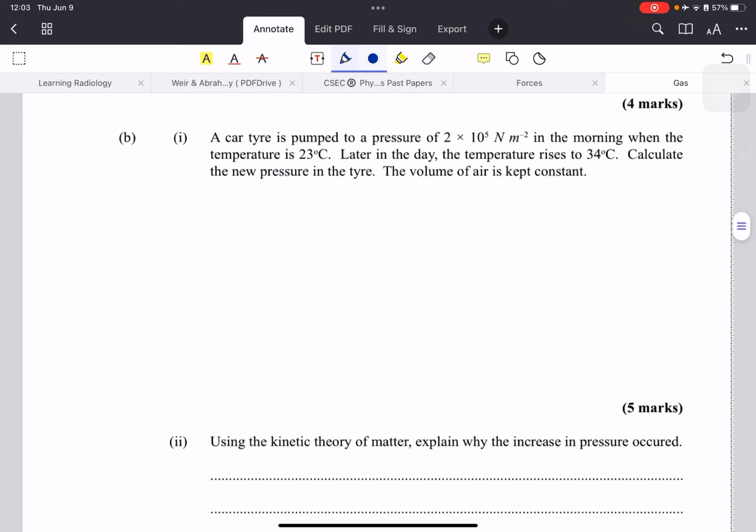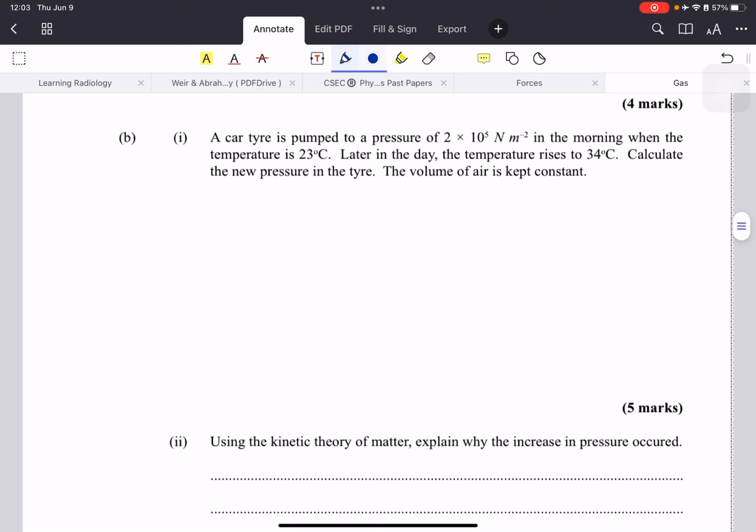So our car tire is pumped to a pressure of that in the morning when the temperature is 23 degrees Celsius. Later in the day, the temperature rises to 34, sometime probably midday. Now we have to calculate the new pressure of the tire because of this increase in temperature. The volume of the air is obviously kept constant because the tire is not going to leak or anything. The same amount of air is in the tire, right?